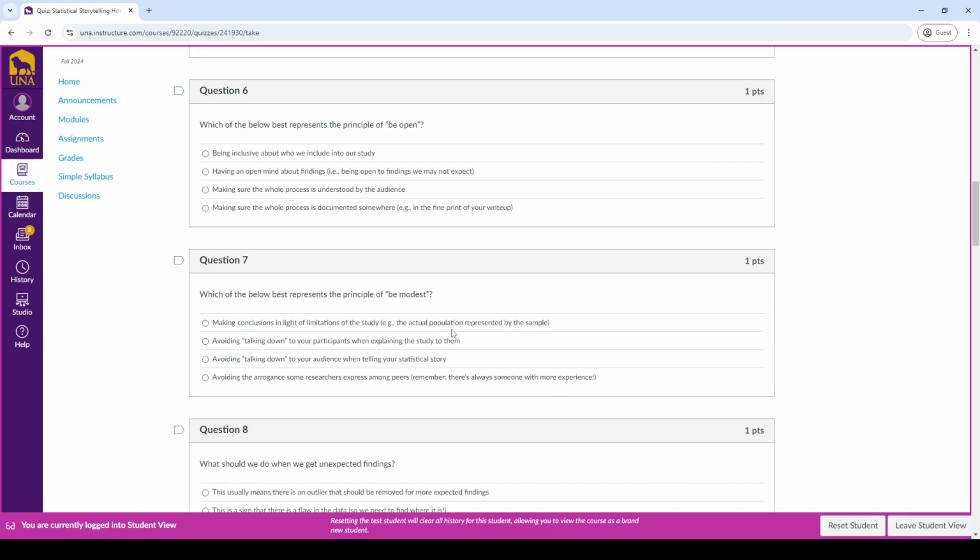Similarly, be open. This one's interesting, and I think this was one that several students struggled with. So remember, it's not the idea of be open necessarily colloquially. It's what this principle in the recommendations from the Statistical Association represents. So, inclusive about who we include in our study. Again, that's not a bad thing. That's just not what they mean by be open. Having an open mind about findings. Again, not a bad thing, just not be open. Making sure the whole process is understood by the audience.